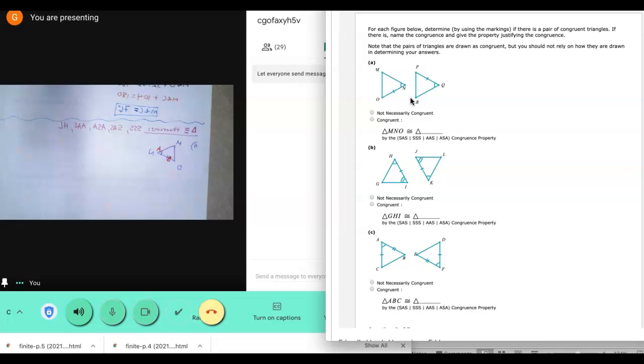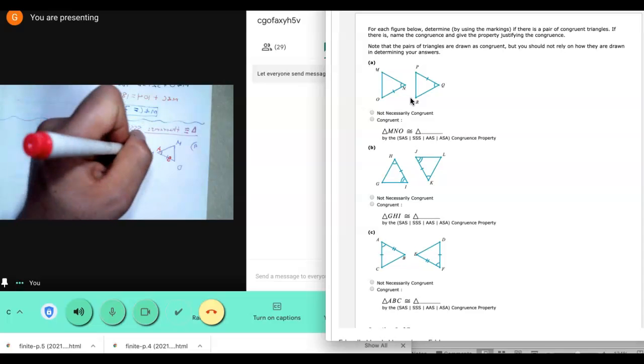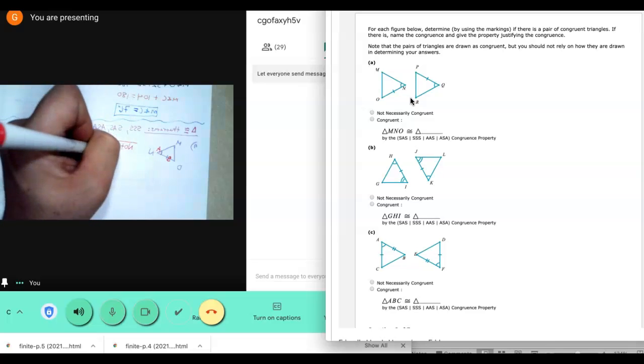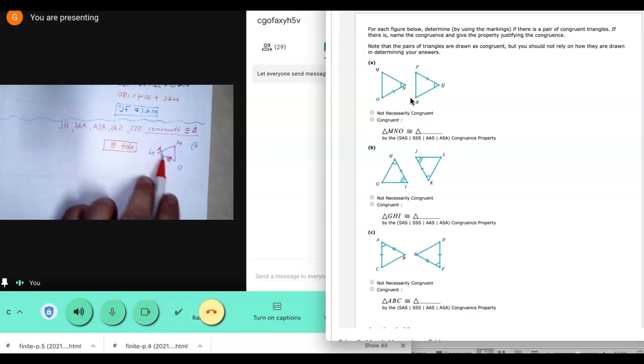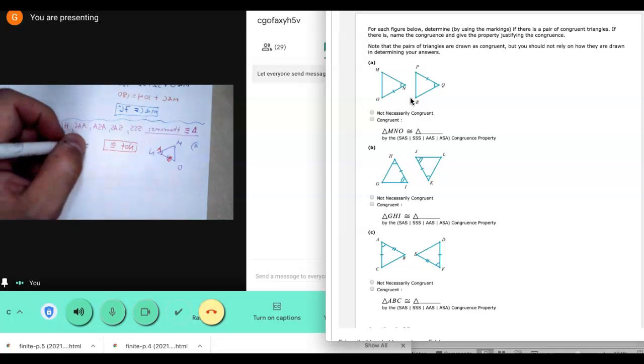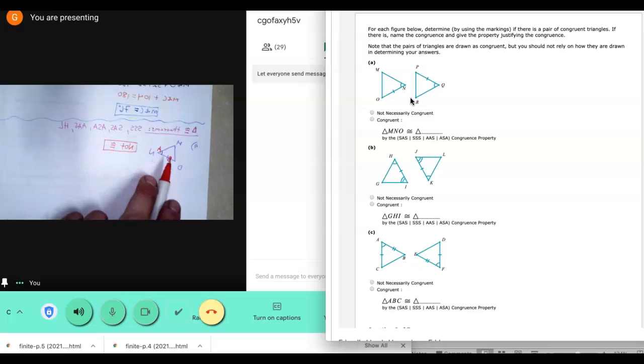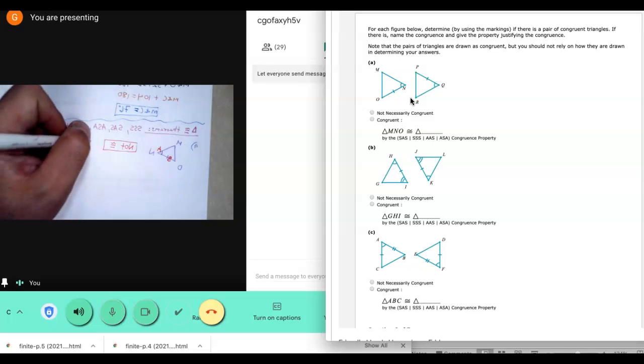Determine if there's a pair of congruent triangles. If there is, name the congruent symbol. So we're just going to say not congruent for A. There's no theorem called angle side or just side angle. There's angle side angle, but not just angle side. There's side angle side, but not just side angle. So that's definitely not congruent there for A.